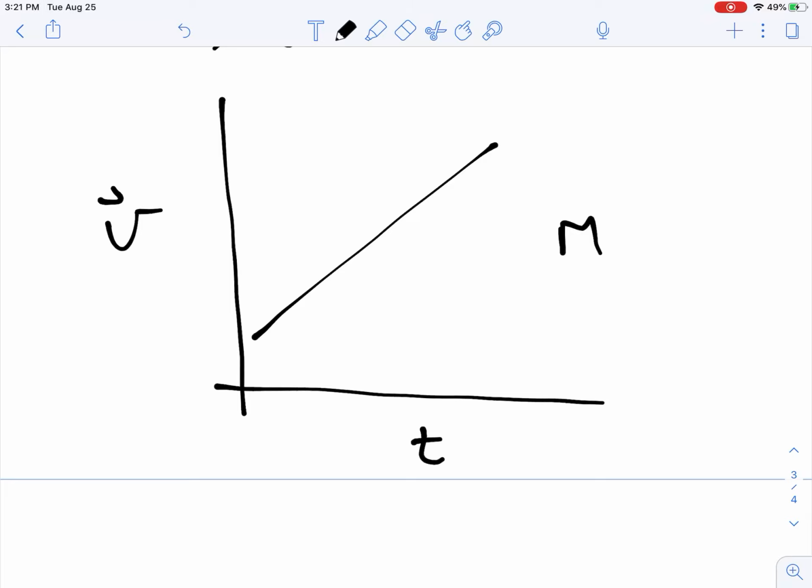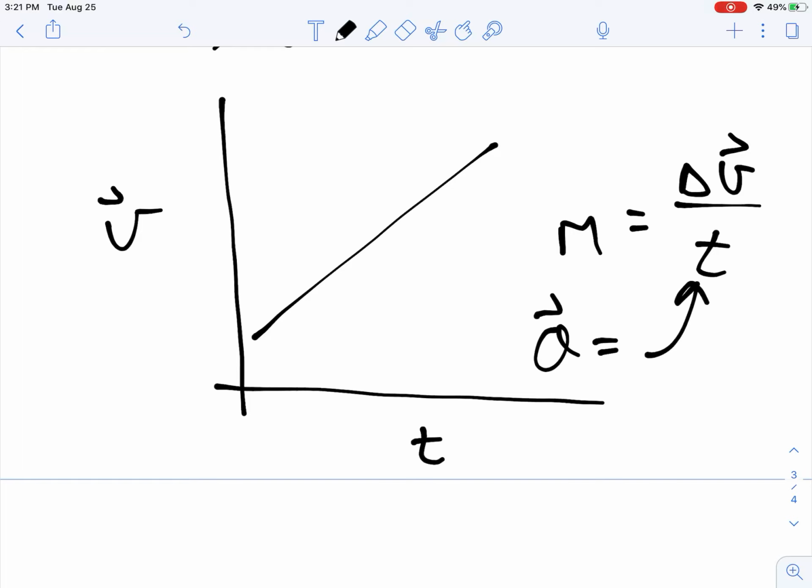The slope of this line is going to be rise over run, right? Well, the rise is going to be a change in that variable. The run is going to be a change in that variable. So rise over run is going to be change in velocity over time. Well, I'm certainly hoping at this point that you recognize that as being acceleration. So acceleration is the slope of a velocity time graph. Cool? All right.